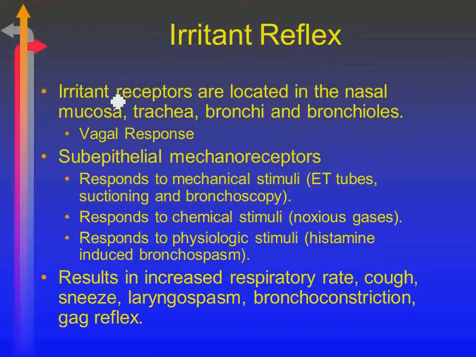Well, the same thing would happen here. You have an irritant reflex that prevents us from taking a deep breath in. They also stimulate things like coughs and sneezes and laryngospasm and gag reflex. These are all kind of the body saying, get this thing out of me.